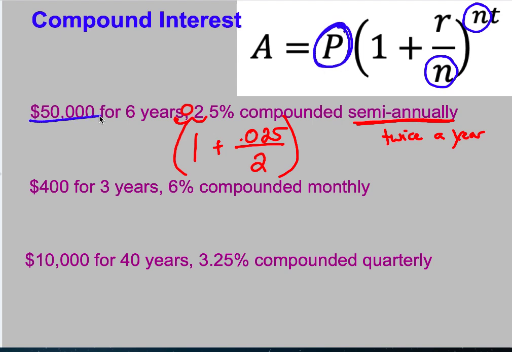P is your principal balance. Think of your starting amount. And then T is still your time, in this case 6 years, but it's going to be done twice a year for those 6 years. So we're going to do 2 times 6. So a total of 12 times that interest is going to be calculated.